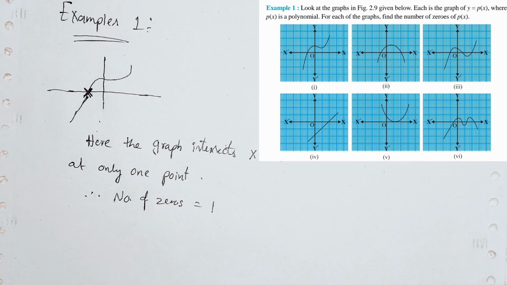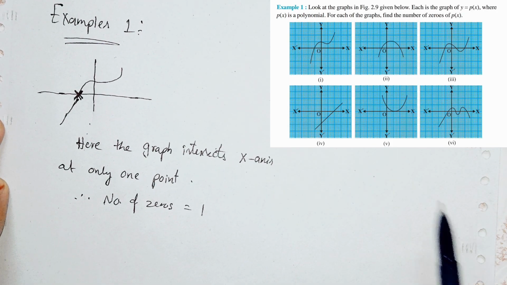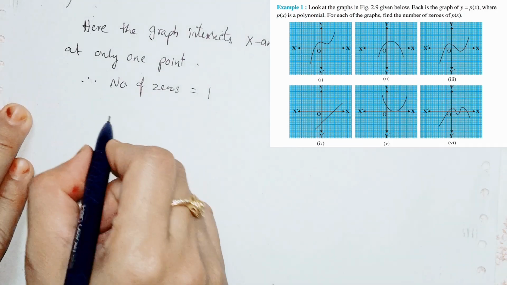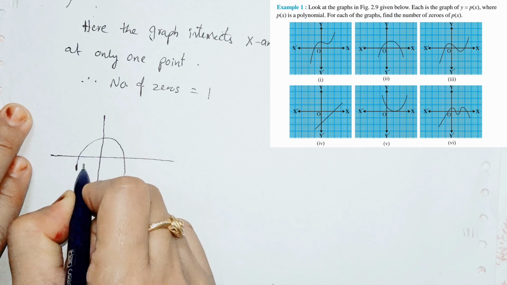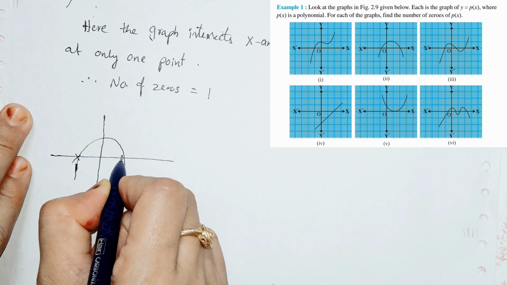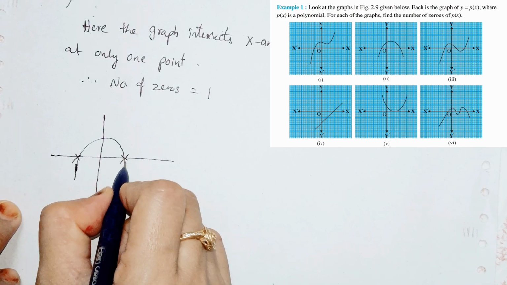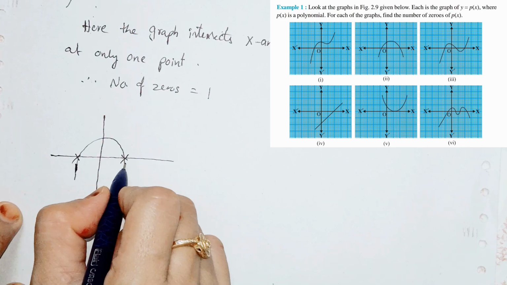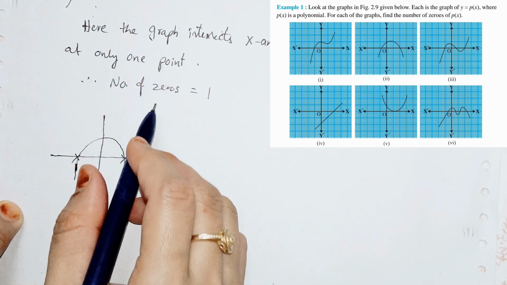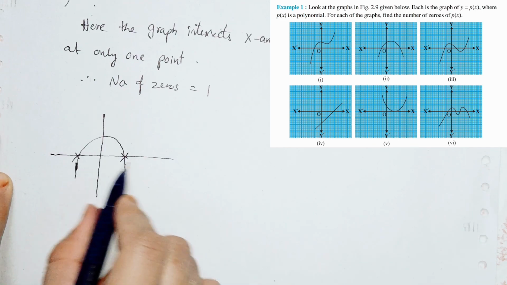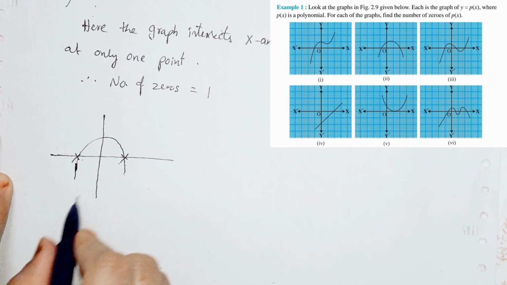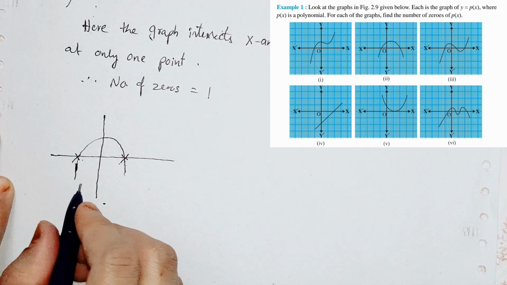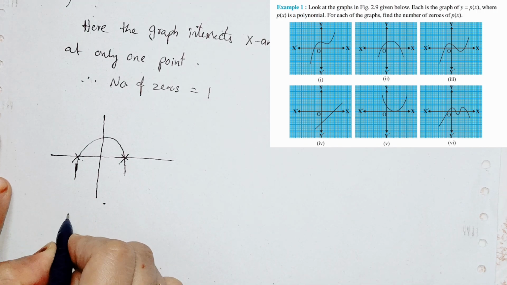If you look at the second graph, the graph is in this shape. This is a downward parabola. This parabola touches the x-axis at 2 points. So you may write it down the same here: the graph intersects the x-axis at 2 points, so the number of zeros is 2.